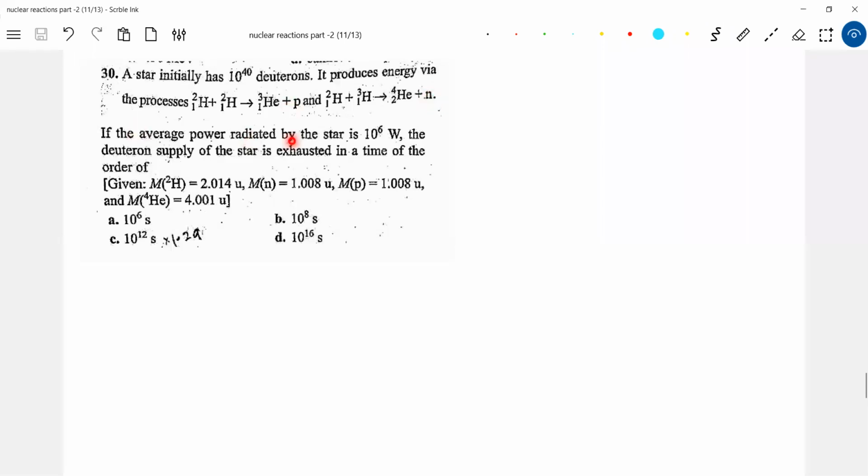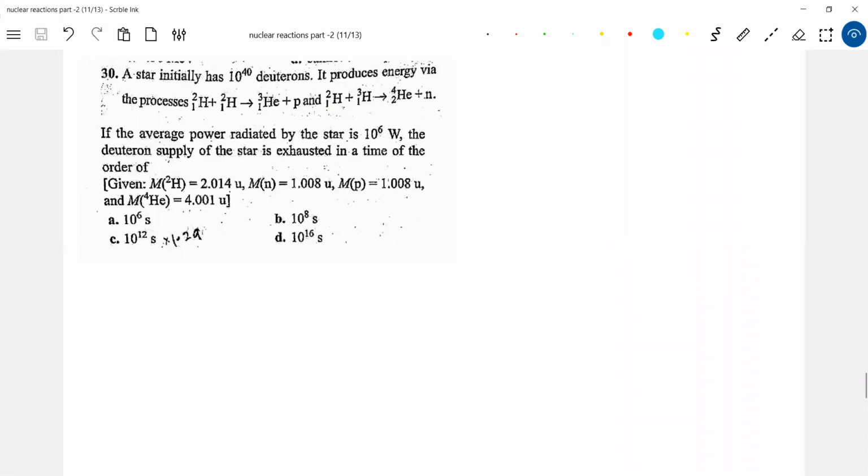The average power radiated by the star is 10 to the power of 6 watt. The deuterium supply of the star is exhausted in a time of order... Per second, it will give this much energy, and these many deuterions are there. So for what time will the star survive? All the deuterions will get exhausted.